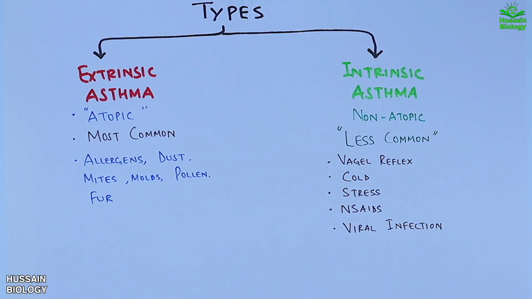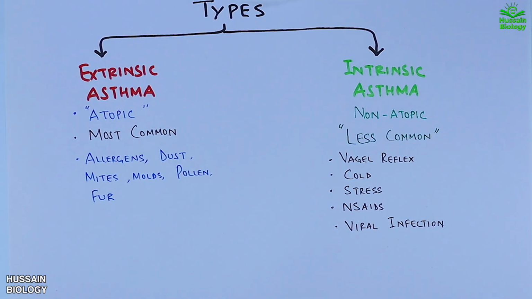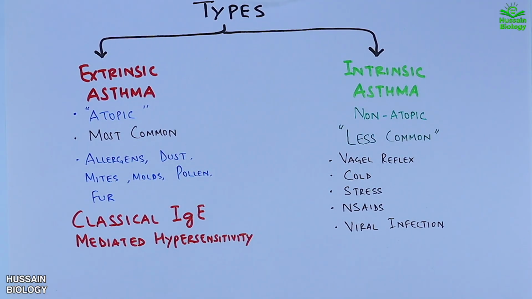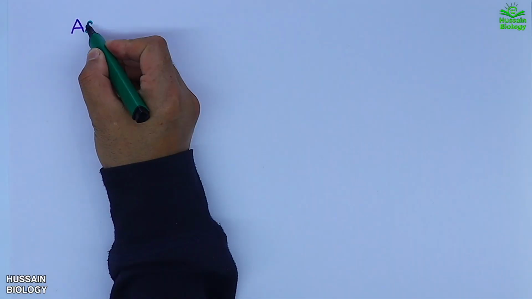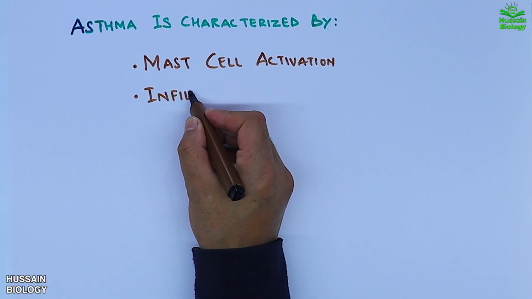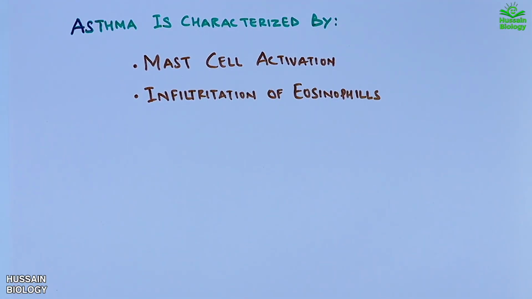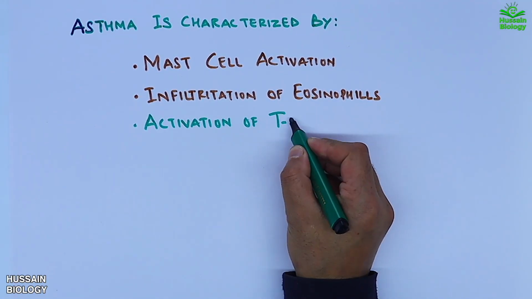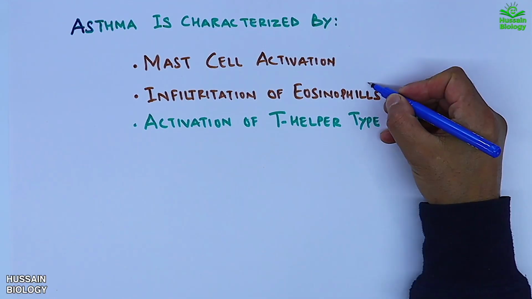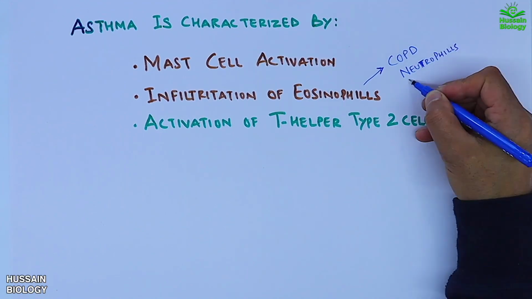And when we talk about antibodies, the extrinsic asthma is classical IgE-mediated hypersensitivity. Moreover, asthma is characterized by mast-cell activation, infiltration of eosinophils, and the activation of T helper type 2 cells. And remember, in case of COPD or chronic bronchitis and emphysema, we have neutrophils involved rather than eosinophils.